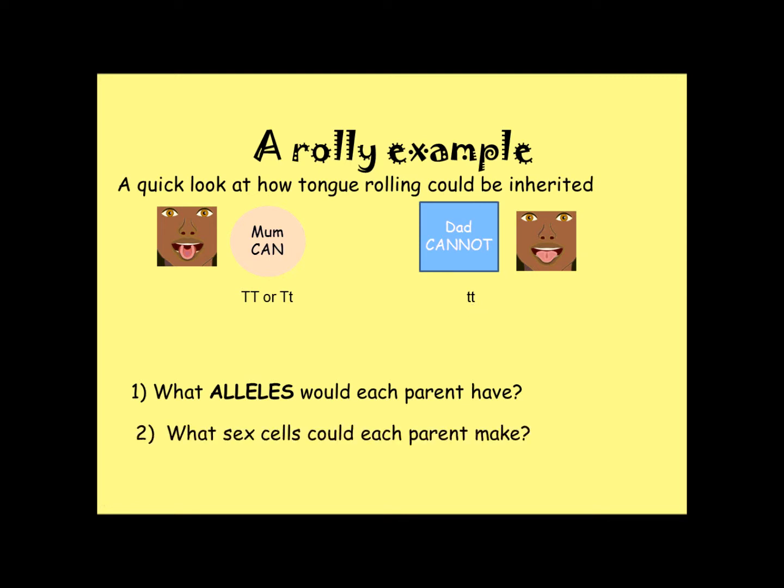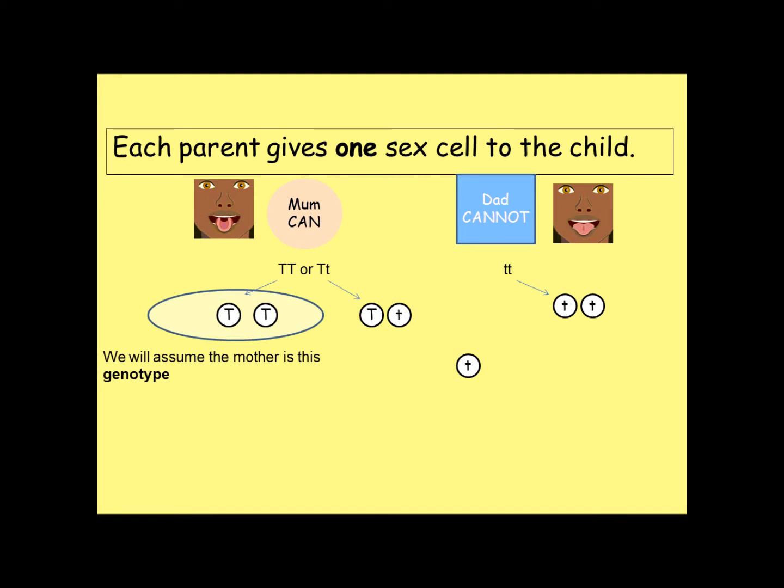So what sex cells could each parent make? Well, mum can either make a big T and a big T, or a big T and a little t, and dad will always make little t. Because remember, a sex cell only has one chromosome, therefore it only has one allele. So each parent gives one sex cell to the child. So she is giving a big T or a little t to the child. We're going to assume it's this one. And so the father will always give little t.